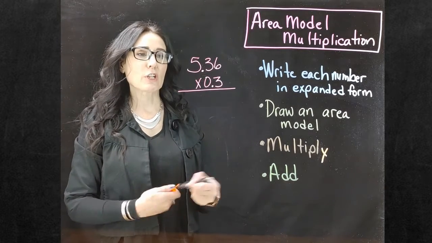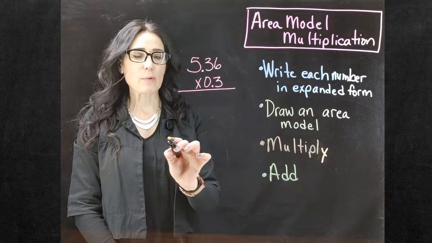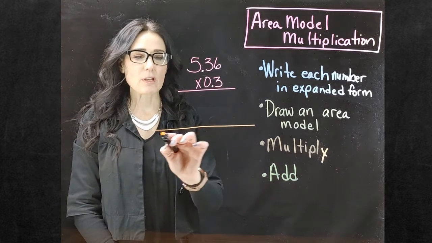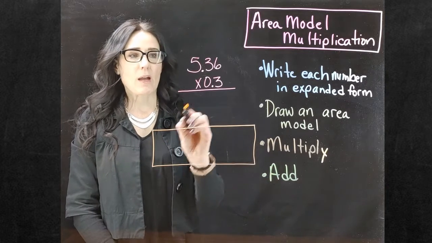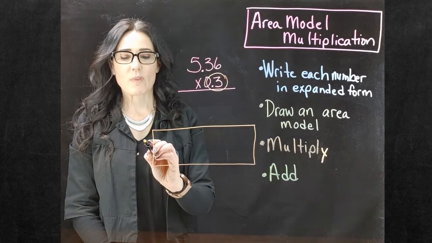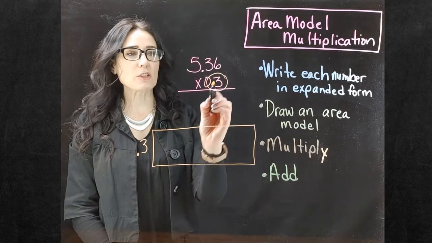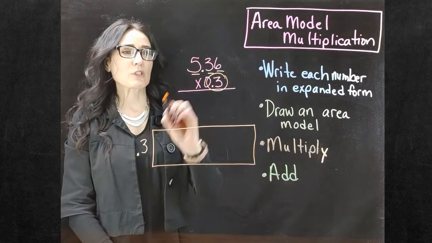Okay, so for starters, since I know I have 3 digits here and 1 digit here, I know I'm going to be using a rectangle that's kind of long and skinny. I'm going to put my 3/10 here, and I will be multiplying each one of these digits by 3/10. So we'll start with the 5.